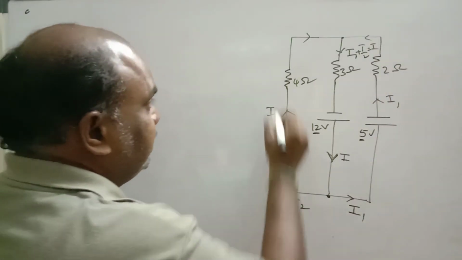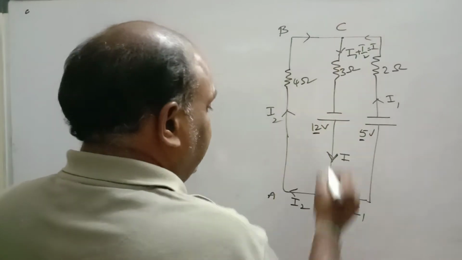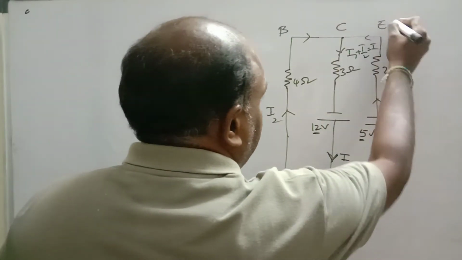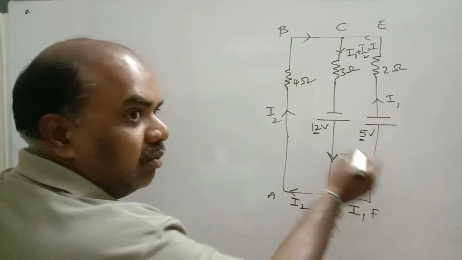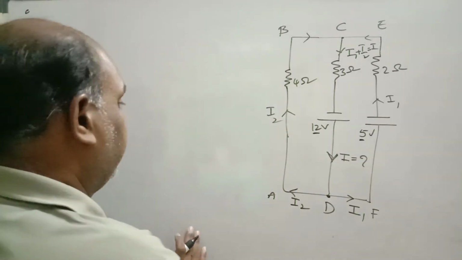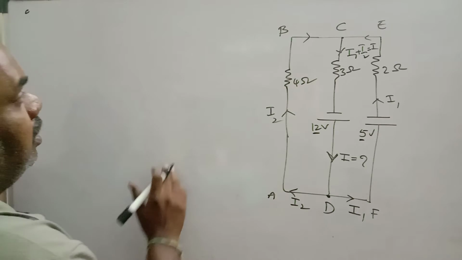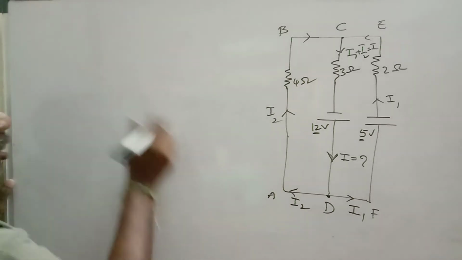Name the terminals A, B, C, D, E, F. Now you have to find what is I, what is the flow of current in the middle of the wire. First, I am taking first loop.